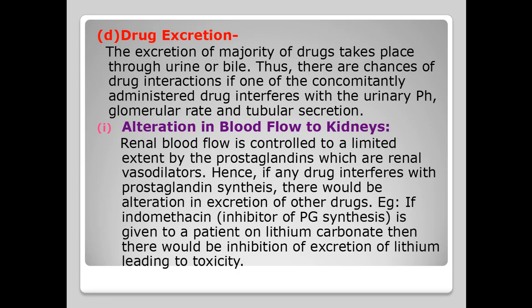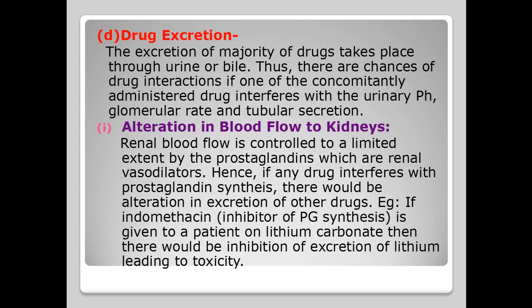Thus, there are chances of drug interactions if one of the concomitantly administered drugs interferes with the urinary pH, glomerular filtration rate and tubular secretion. So whenever one drug is interfering with urine pH or glomerular rate or tubular secretion, it leads to either a decrease or increase in the therapeutic action of the other drug.